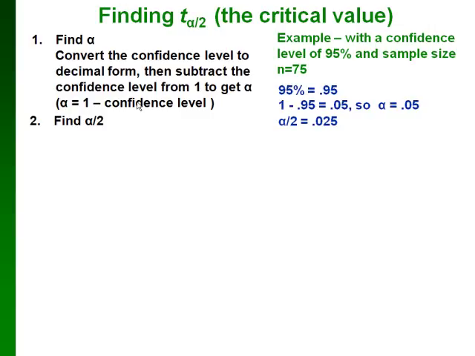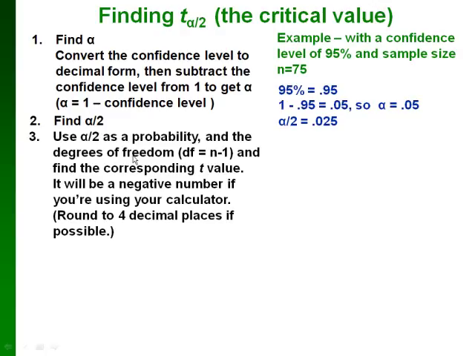Now, to find our critical value, t of alpha over 2, our first two steps are the same as they were to find the critical value from a normal distribution. So we find alpha and alpha over 2 the same way that we did before. In this case, if we're trying to find the critical value for a confidence level of 95% and a sample size of 75, we go through and find that alpha over 2 is 0.025.